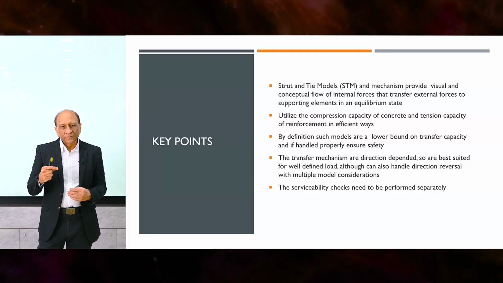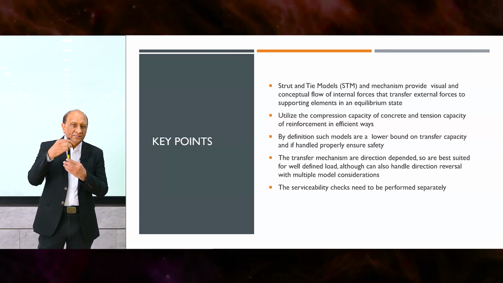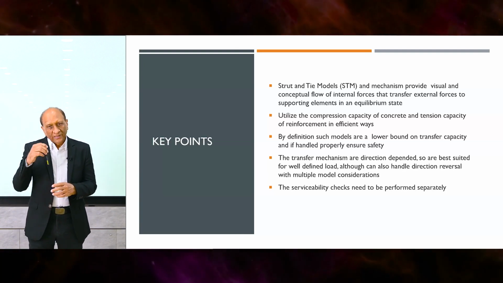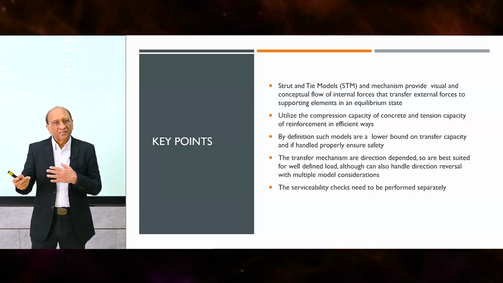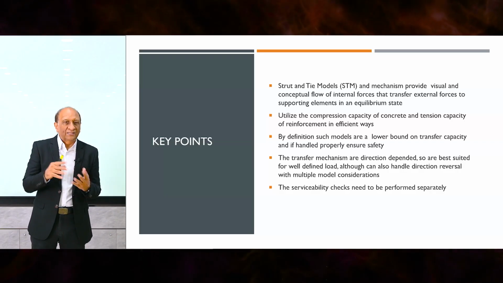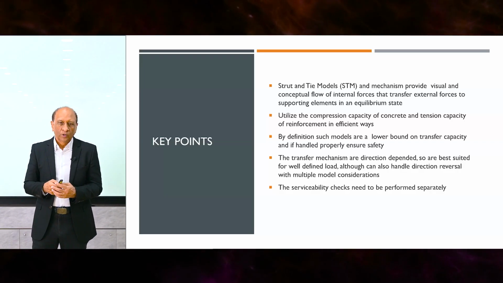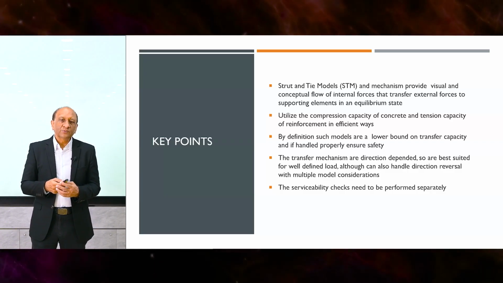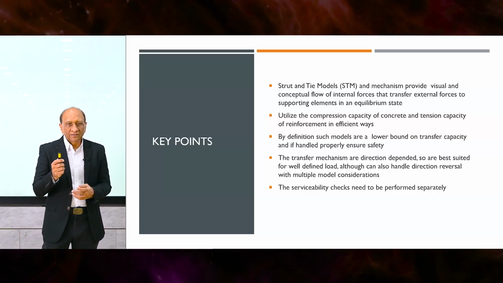The thing to remember is that transfer mechanisms are direction dependent. If the point load is down, it's a different way. If it's up, it's a reversal of the struts and ties, as you know. So in some cases, for load reversal, we have to consider both struts and ties alternating, like in joints and masonry walls. And serviceability checks need to be performed separately. So I think with that, we come to the end.